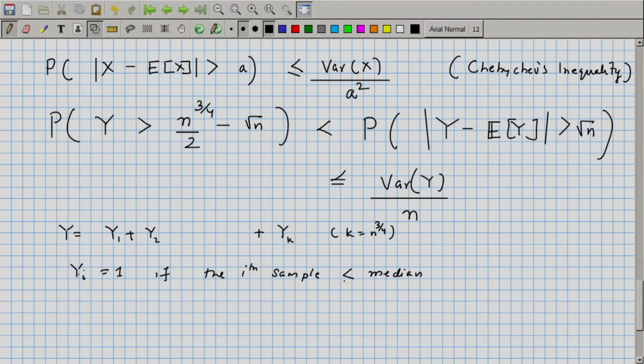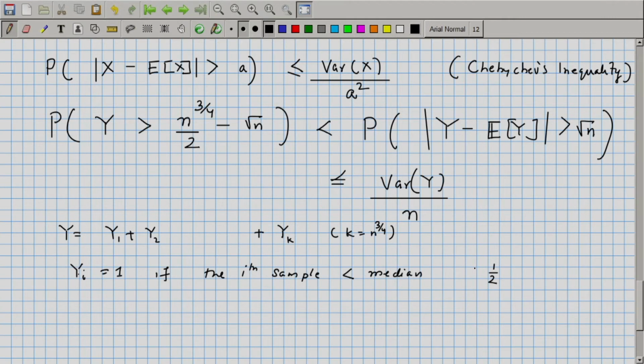Now, the probability of this happening will be half, minus 1/n or so, but we will just assume it to be half. Maybe there is a 1/n term depending upon whether you pick the median or not, but half is a reasonably good approximation. You can correct for the middle element, but we will just do the calculation with half. So, yi equals 1 with probability half. The expectation of yi equals half and the variance of yi equals 1/4.